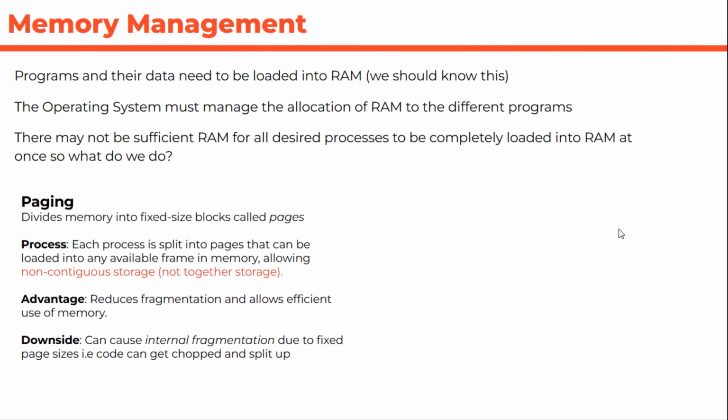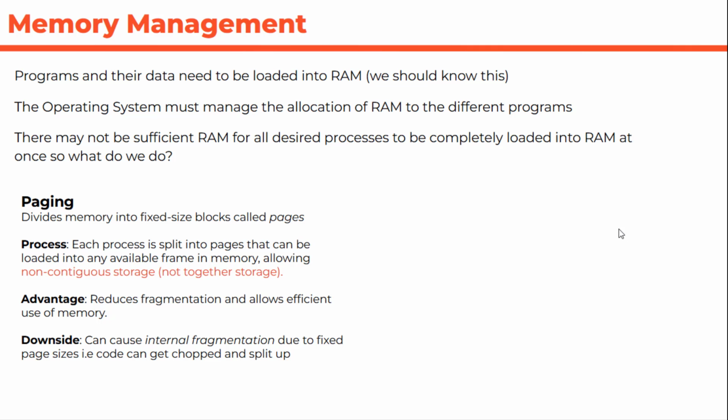Well, the first method is paging. Paging divides memory into fixed size blocks called pages. The process here is that each process that we have in our computer is split into pages that can be loaded into any available frame in memory, allowing non-contiguous storage. And what that means, that's an interesting word, non-contiguous, is that things aren't stored one after another. They can be stored anywhere you like.